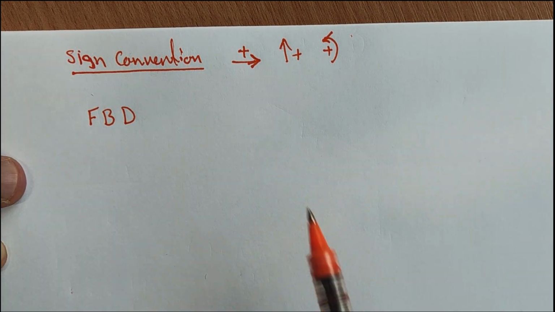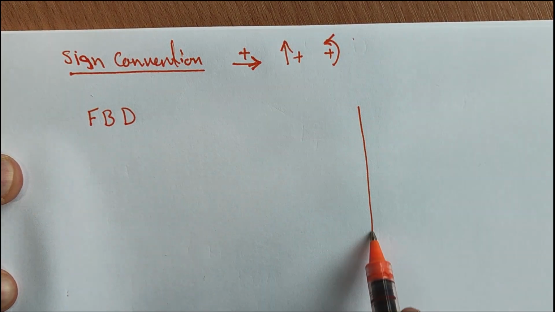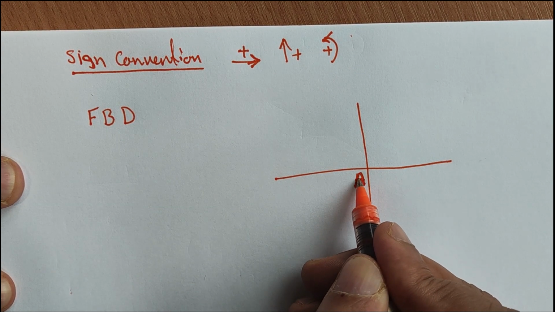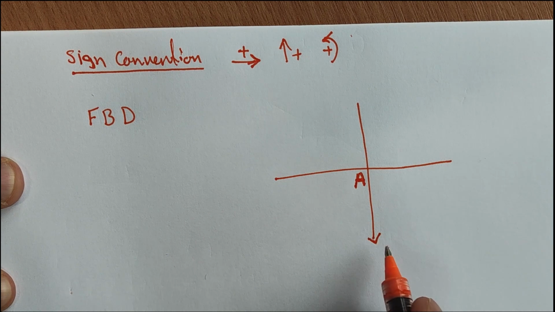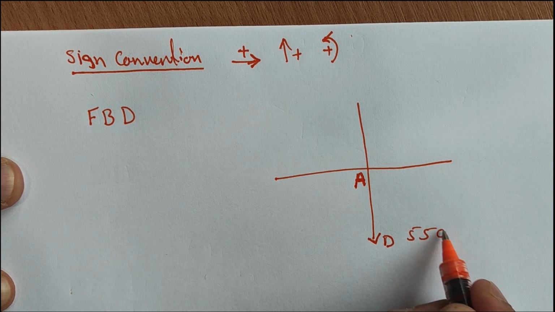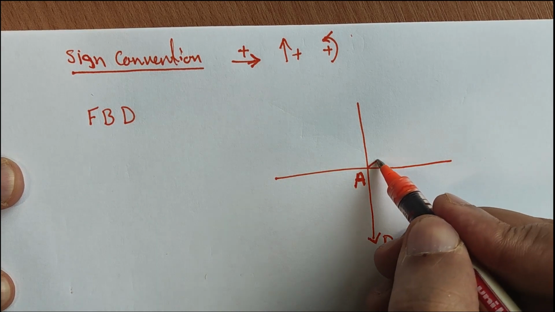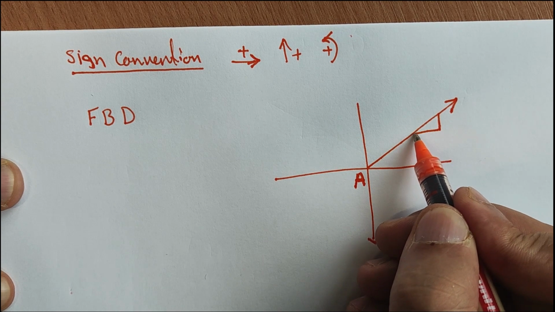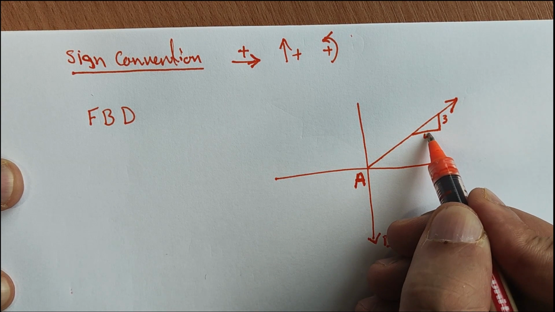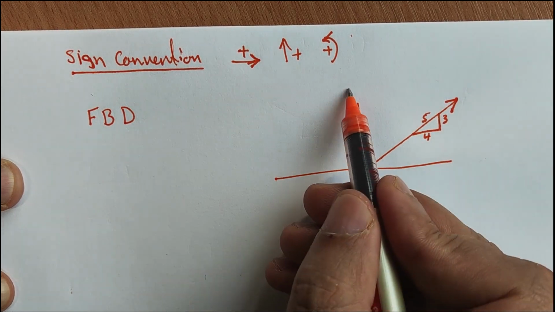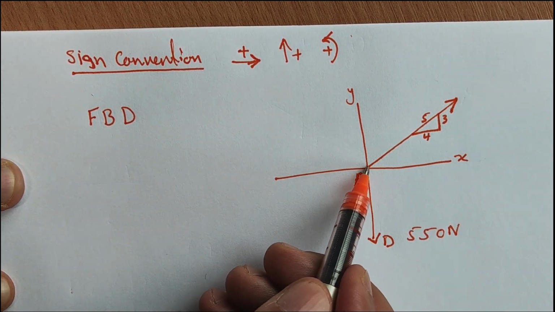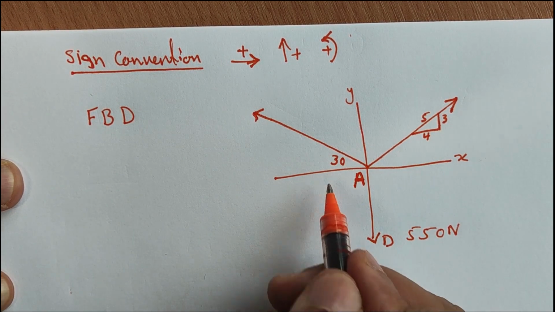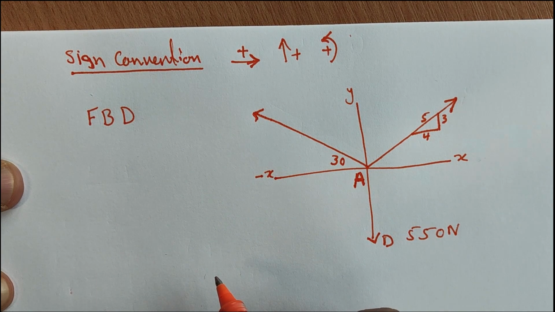In the free body diagram, since point A is in equilibrium, point A will be at the origin of our axes. Downwards here we have D, which is 550 Newton, and we have the force or tension in this cable, given a 3, 4, 5 special triangle, and we also have AB in this direction at 30 degrees from the negative X axis.